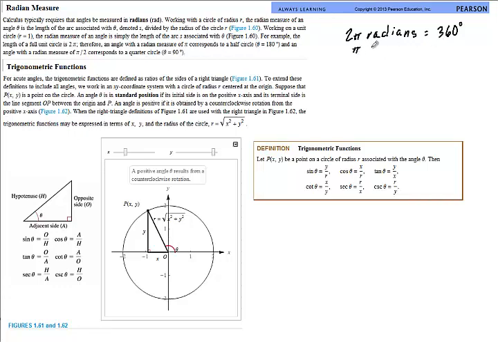That means that pi radians is 180 degrees, and it follows that 1 radian is 180 degrees divided by pi. So if you would like to go from radians to degrees or degrees to radians, use this equivalency, and it's a nice and easy way to get it.